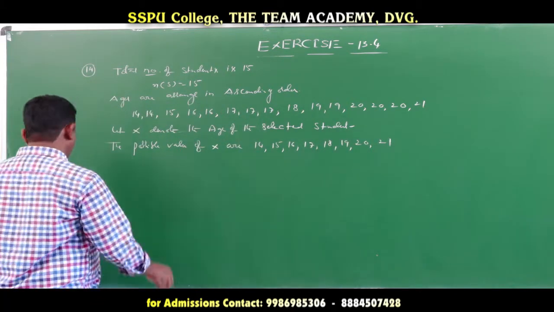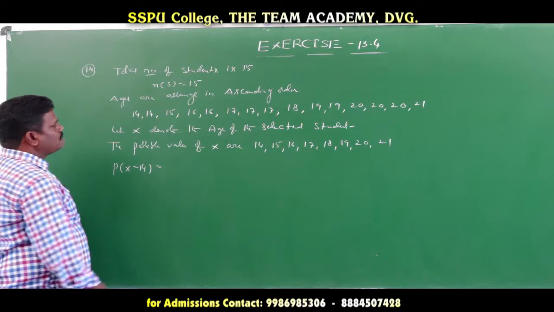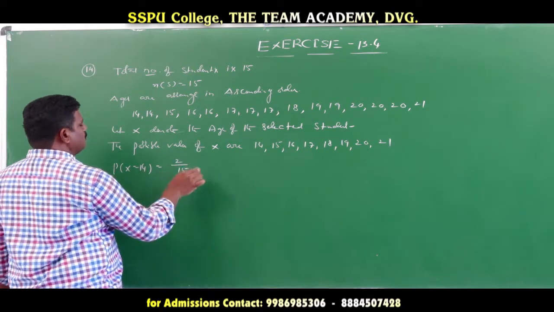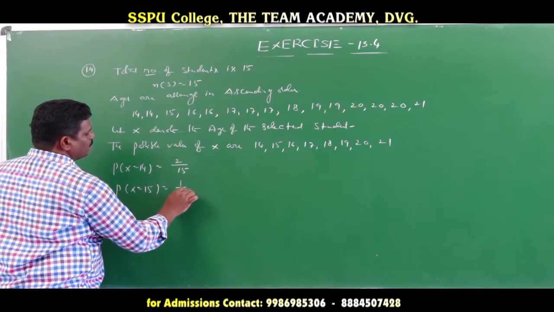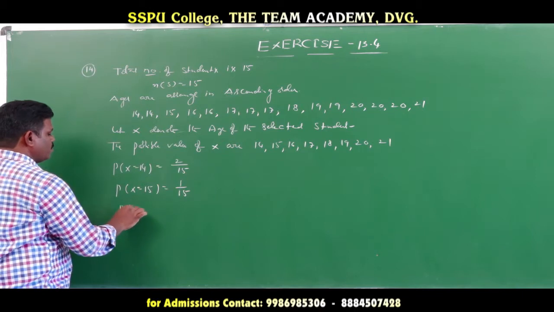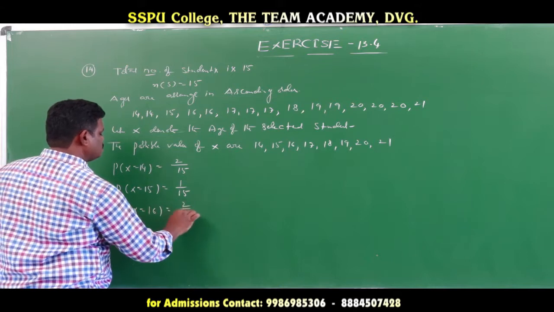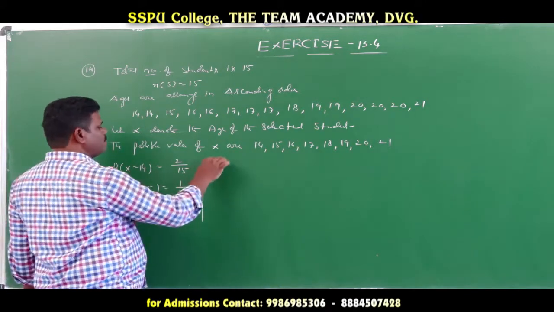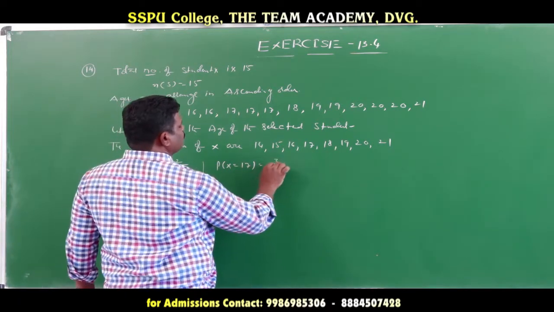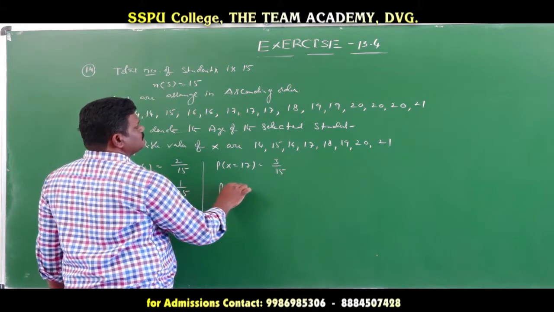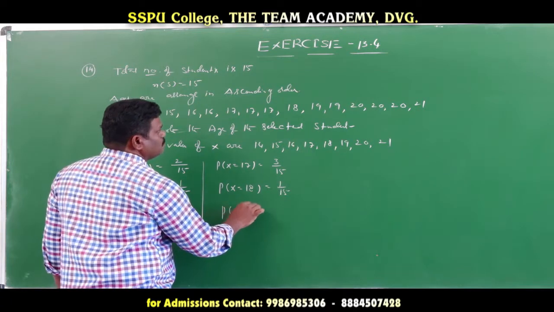Now to find the probabilities: probability of X equal to 14. How many members are there? 2 members out of a total of 15, so 2 by 15. Probability of X equal to 15: only one member, so 1 by 15. Probability of X equal to 16: 2 members, 2 by 15. Probability of X equal to 17: 3 by 15. Probability of X equal to 18: 1 member, 1 by 15.